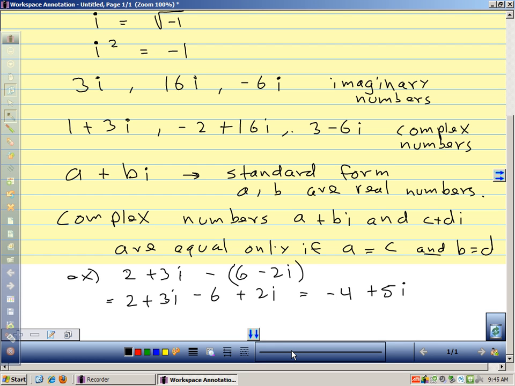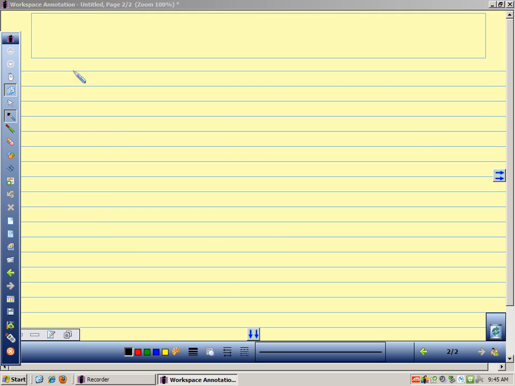To multiply complex numbers, we keep the real part and the imaginary part. We multiply everything together, and then we combine the real parts and imaginary parts. So we'll look at an example of that.